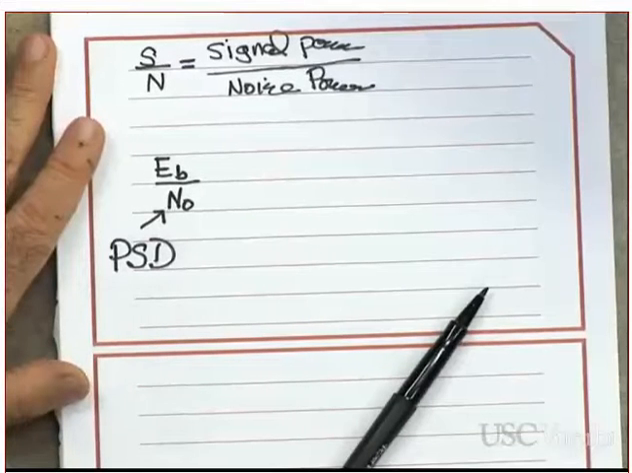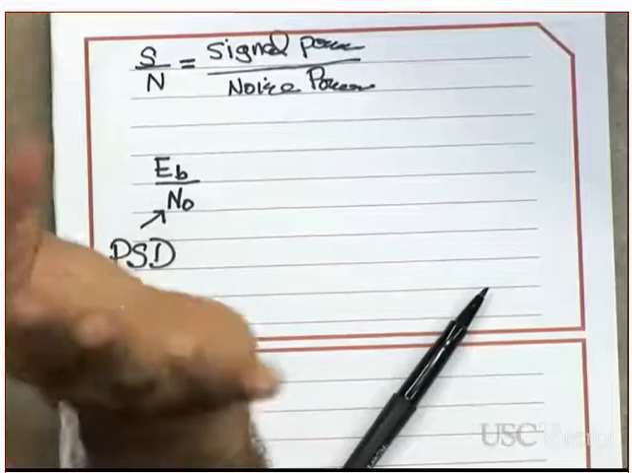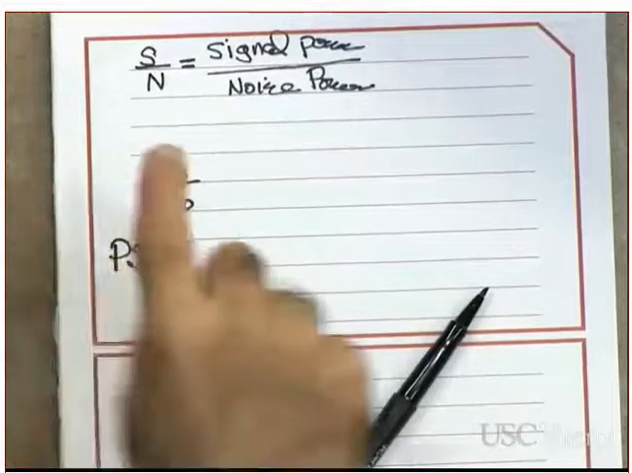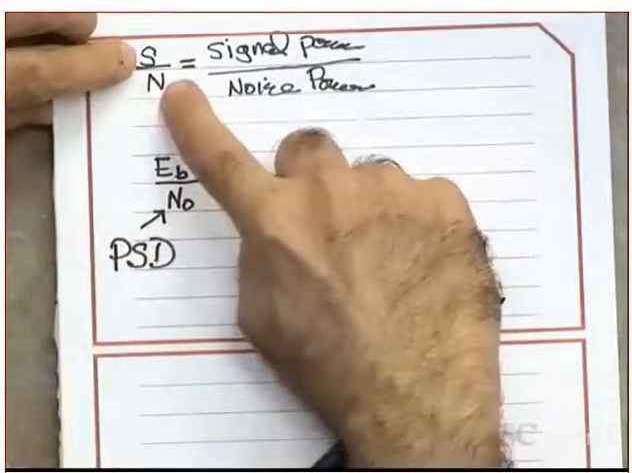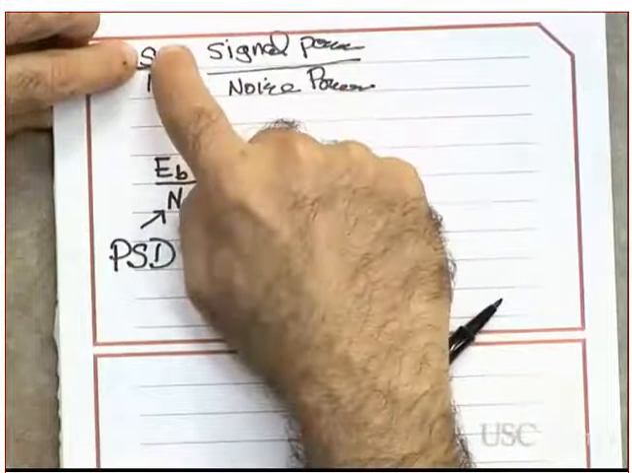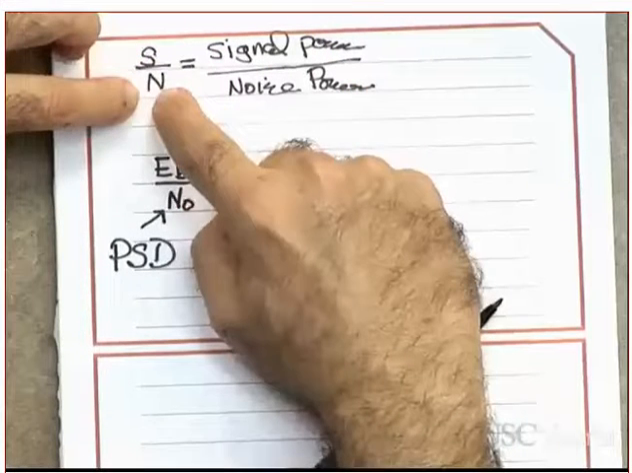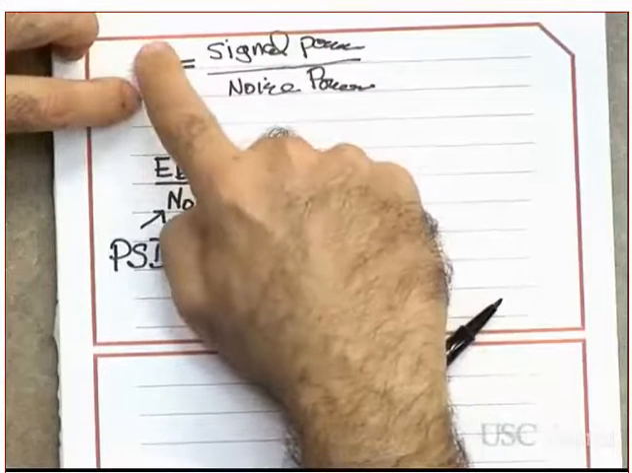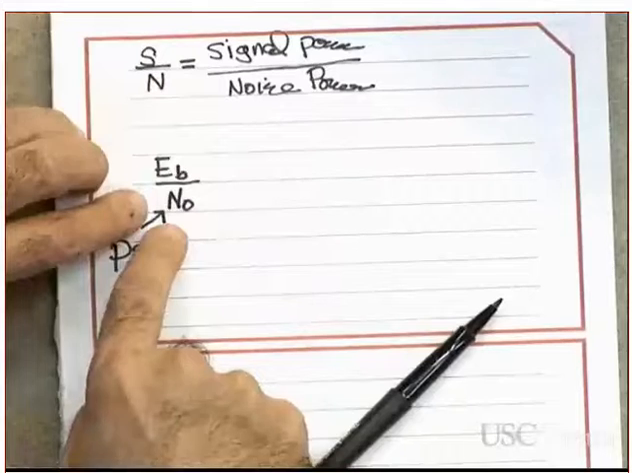Do you want me to use small n0? I want you to see there is no reason for confusion. I will tell you why. By the way, you notice I did not put 0 here. Noise power. What is the units of S? Watts. N? Watts. Which means this one is unitless. So is the Eb over N0.